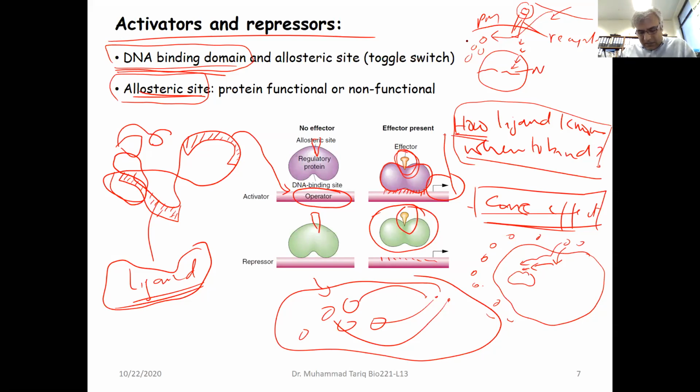When we talk about two different organisms, then does the effect remain the same? Yeah. So let's say it's experimentally proven. Sometimes you can take a human gene and place it in mouse, for example, and it performs the same function, and vice versa. So this is an evolutionary concept.